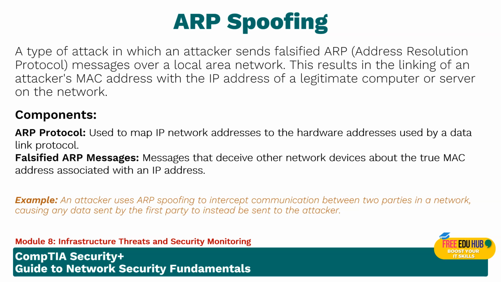So the components could be the ARP protocol, used to map IP network addresses to the hardware addresses used by the data link protocol, then falsified ARP messages that deceive other network devices about the true MAC address associated with the IP address. So every computer has a unique MAC address. If you type in ipconfig /all, you'll be able to see the MAC address of your computer. An example could be an attacker using ARP spoofing to intercept the communication between two parties on a network, causing any data sent from the first party to instead be sent to the attacker.